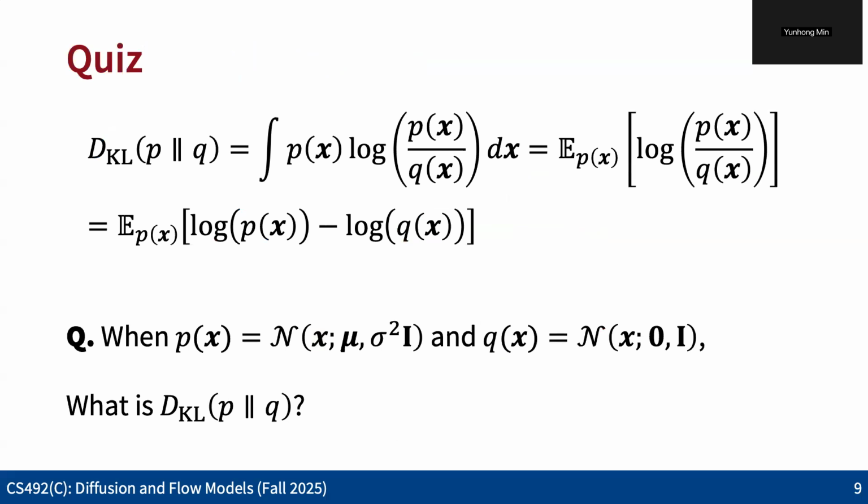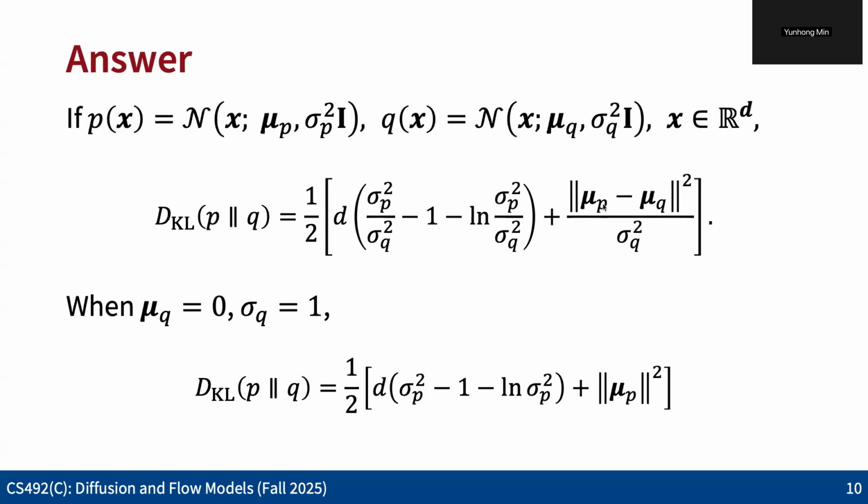Given these two distributions, P and Q, both are Gaussian distributions. Especially here, this is the case that Q is the standard Gaussian distribution. The mean is 0, and the variance is basically the identity matrix. For those two distributions, can you compute the KL divergence between these two? So I guess you got this answer, right?